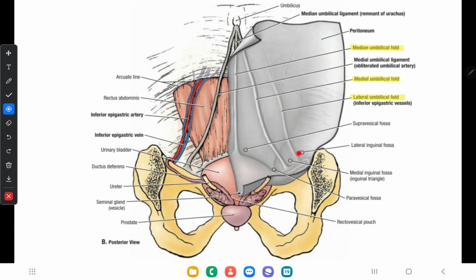This median umbilical ligament is the obliterated umbilical artery. You have to remember those things. Those are MCQ points in anatomy. So remember that the medial umbilical ligament is the obliterated umbilical artery, and the lateral umbilical fold is the inferior epigastric vessels after being covered by the peritoneal layer.